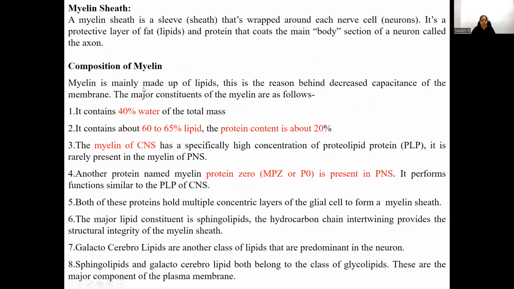Myelin sheath. Myelin sheath is composed of 40% water and 60 to 65% lipid. The overall protein content is around 20%. The myelin sheath of the CNS has a high concentration of proteolipids when compared to the PNS. The other important protein is myelin protein zero. It is also present in the PNS. It performs a similar function to that of the PLPs of the CNS.